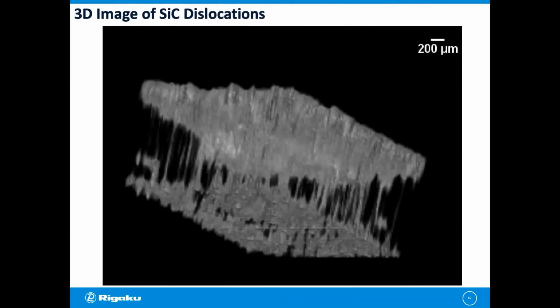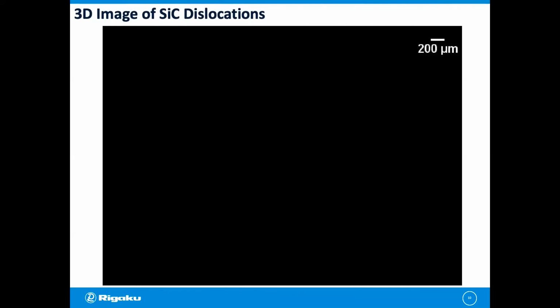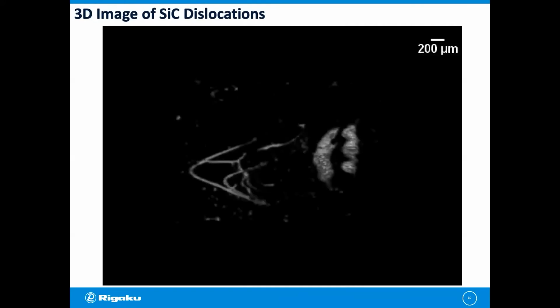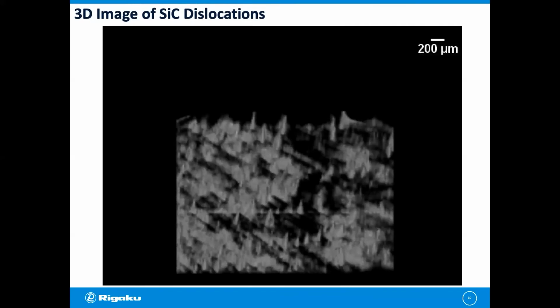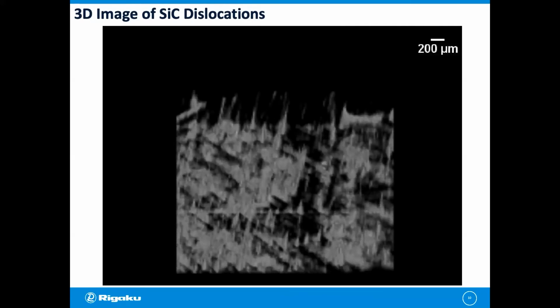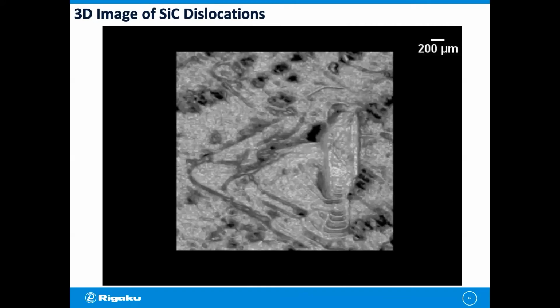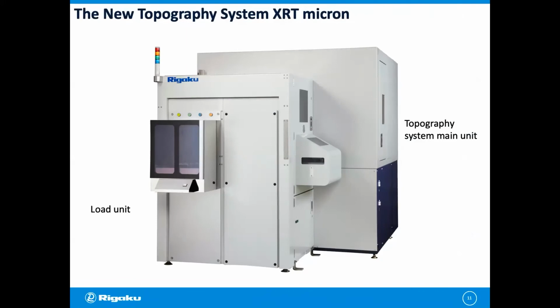After measurement of section topography, we can make this kind of 3D image. Also, we can see the slice image of selected depths. This is a photograph of the XRTmicron system. This system can connect with all sample loader units. This one is the topograph system main unit, and this one is the autoloader unit.